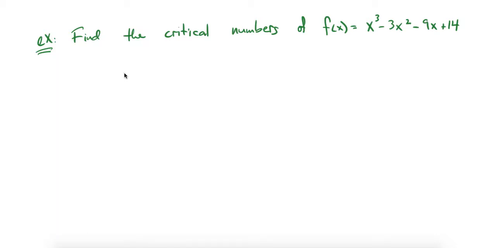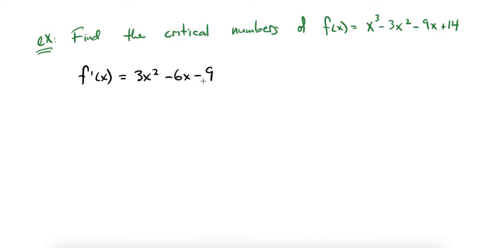Find the critical numbers for this function. So this is just a polynomial, so pretty straightforward. To find the critical numbers, first you want to take the derivative. So we're just going to use the power rule here. The first derivative is 3x squared minus 6x minus 9.